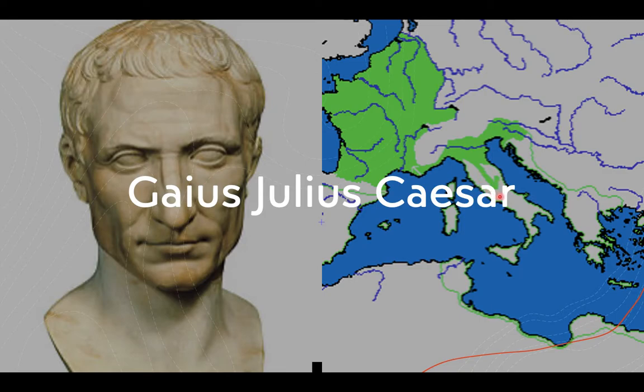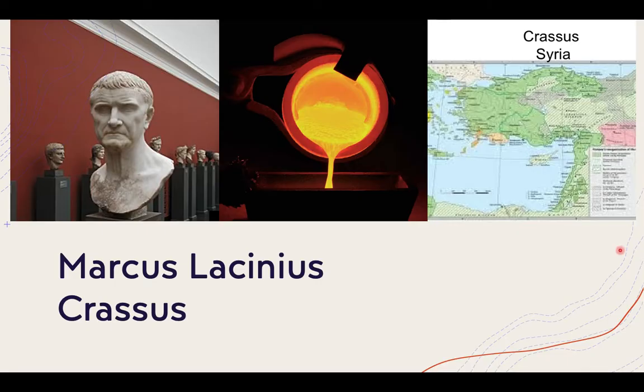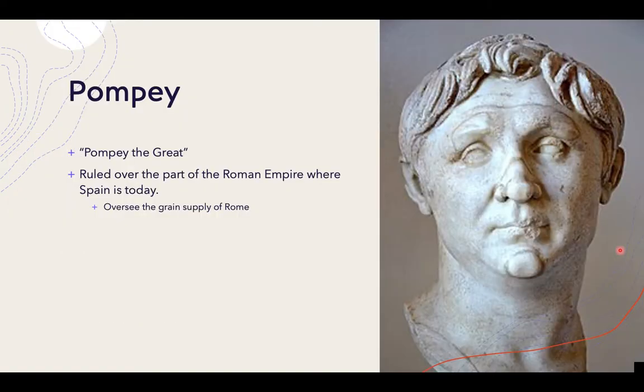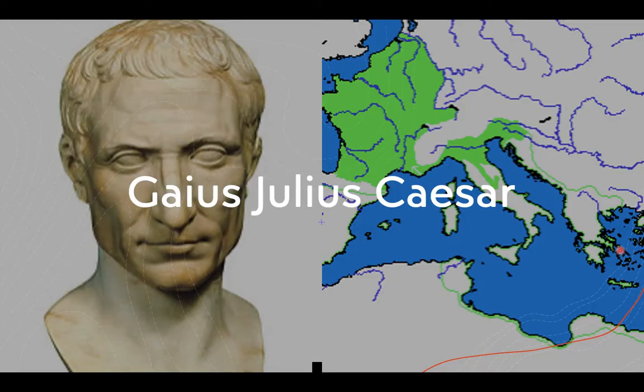Rome is located roughly here. This is Gaul, okay? So it's not geographically very far from Rome itself. It's present-day France, most of it, and that's what he was given. Now, obviously Marcus Licinius Crassus is dead, and now all that's left is Pompey and Caesar.